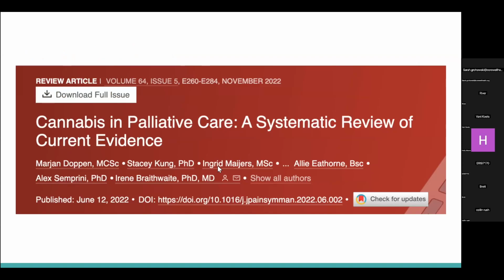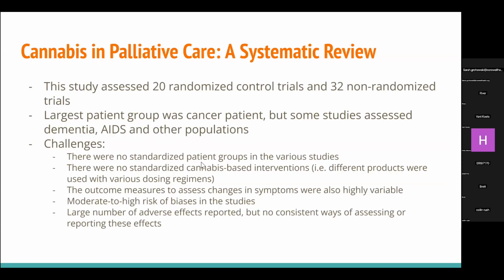So how does this affect us in palliative care? This was a more recently published systematic review looking at using these products in the palliative care setting. It came out in June 2022, so fairly recent. This study looked at 20 randomized controlled trials and 32 non-randomized trials that were available. The largest patient group throughout all these studies was cancer patients, but some studies also looked at people with dementia, AIDS, and other populations. I think there's one that looked at a rare seizure disorder.